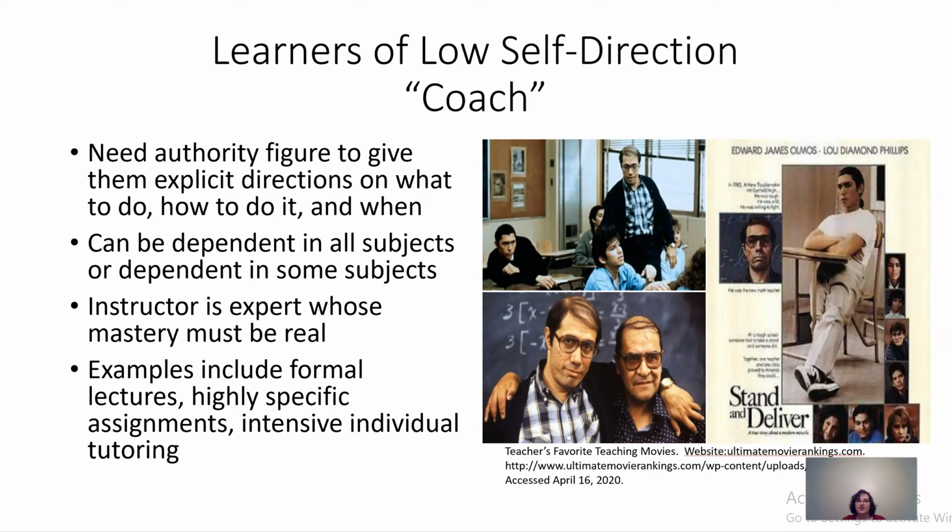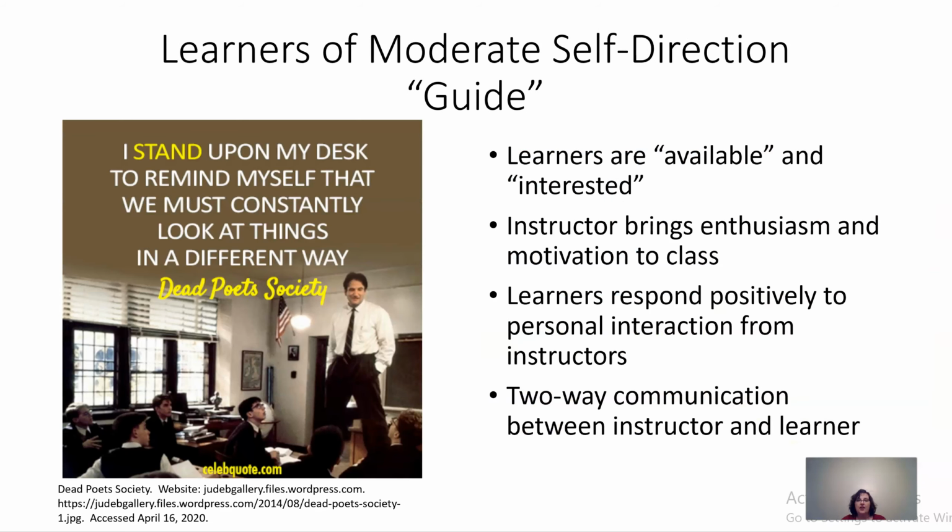the low self-direction learning. Stage 2 are learners of moderate self-direction, and this type of learner responds well to the guide. Dr. Grow discussed the movie Dead Poets Society, and Robin Williams was the instructor who brought enthusiasm and motivation to class, to this group of boys, to learn more about poetry. The learners are available and interested, and this depends upon a two-way communication between the learner and the instructor. It was also noted that this communication is very important to foster that interest and some of the motivation.